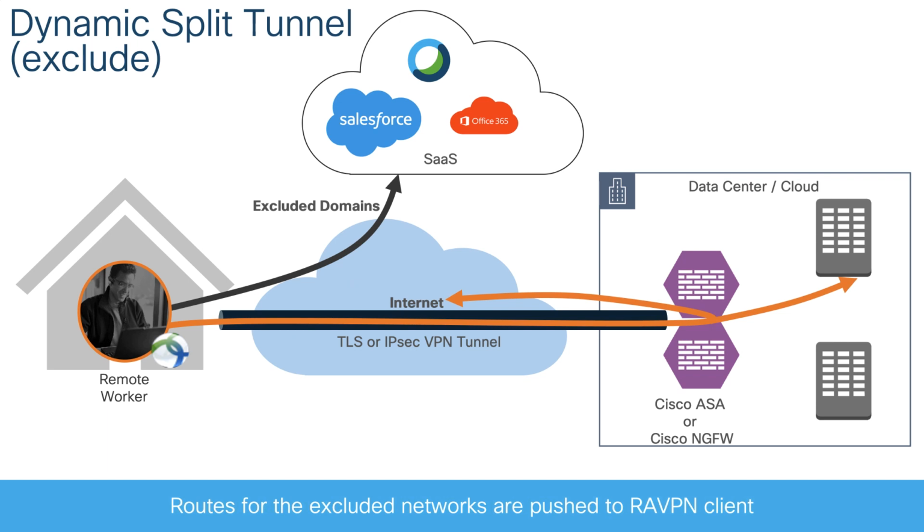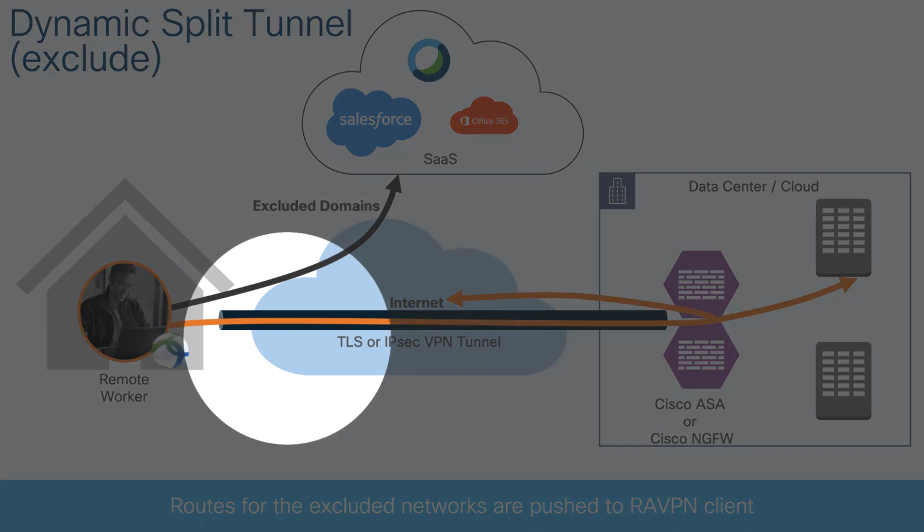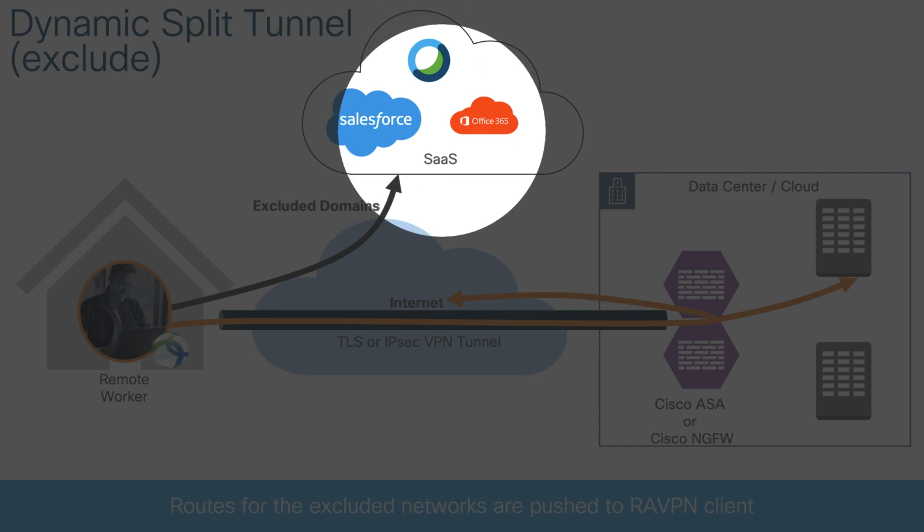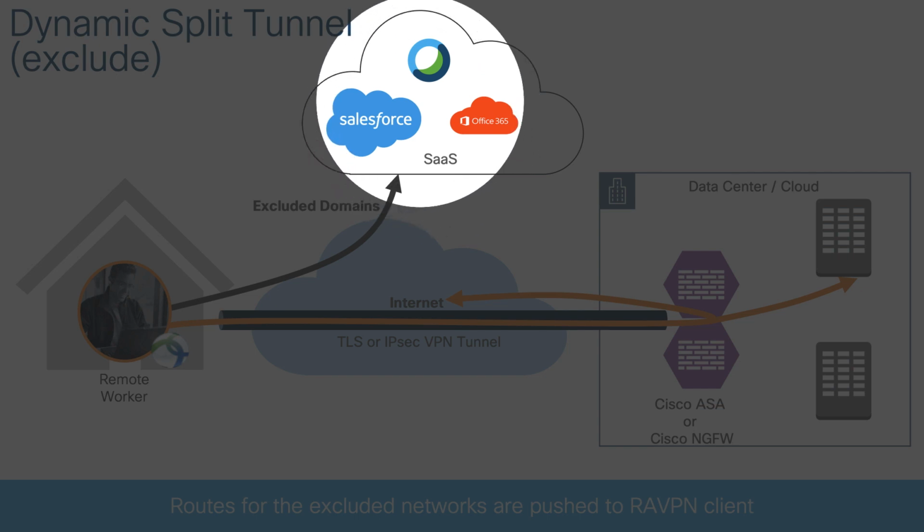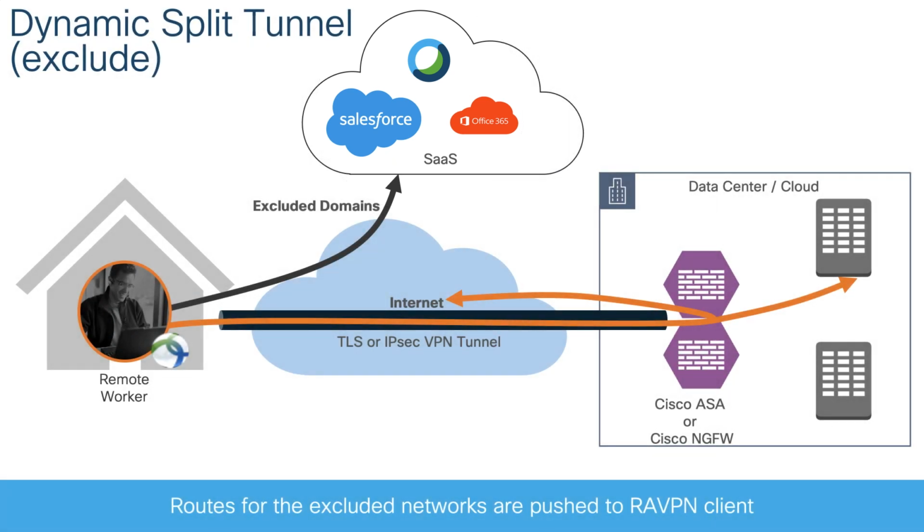There is a cool feature on ASA where you can create a dynamic split tunneling and use exclude feature. For example, if you have WebEx, Salesforce, Office 365, and your users are consuming those SaaS services, and while they're working from home, this traffic is choking your bandwidth in your cloud or in your data center, you have option of excluding domains. When you exclude domains, your traffic to those domains will not go through VPN tunnel. That traffic is going to be sent directly through the internet.